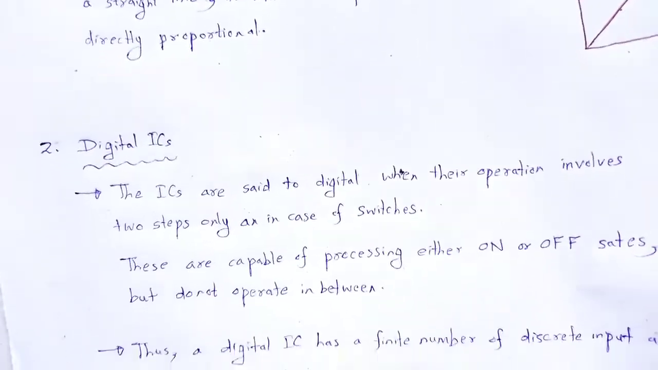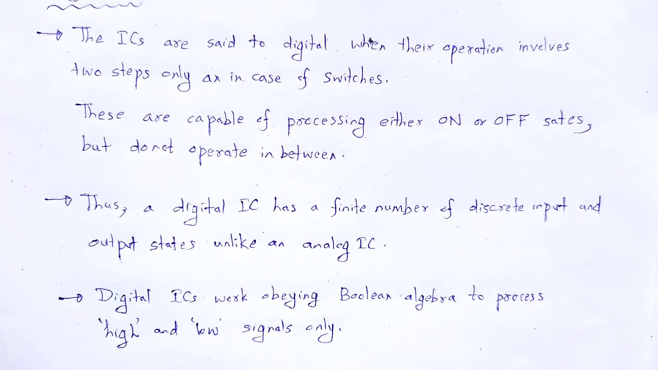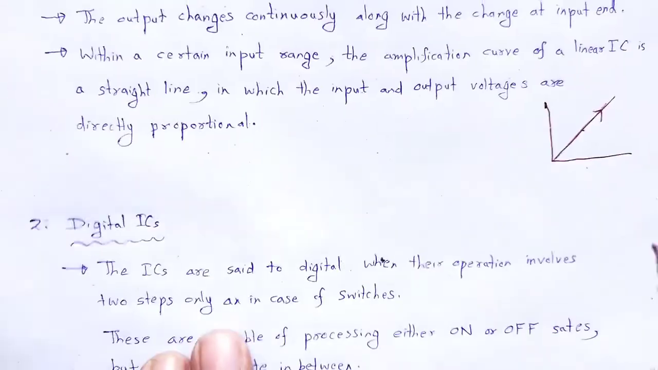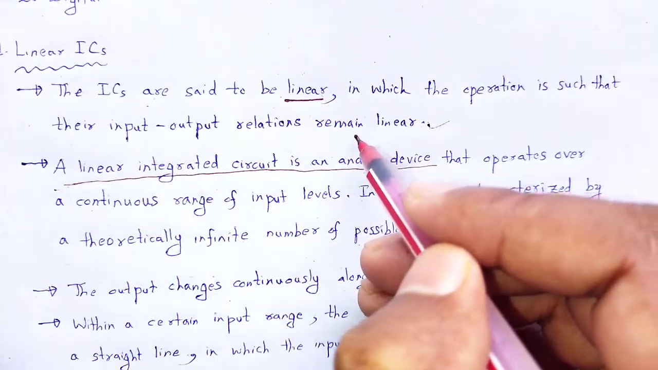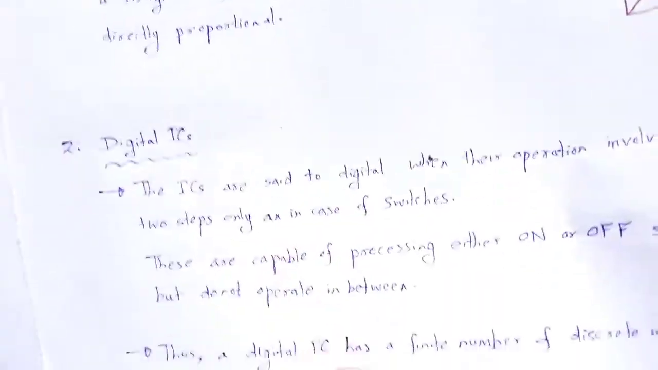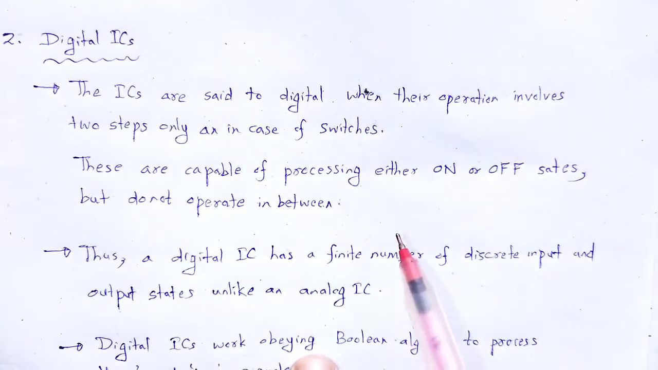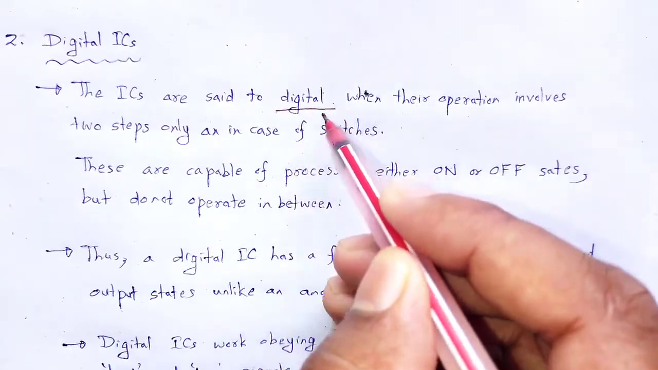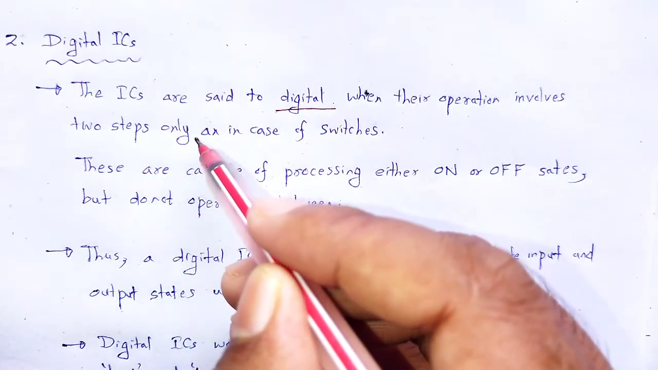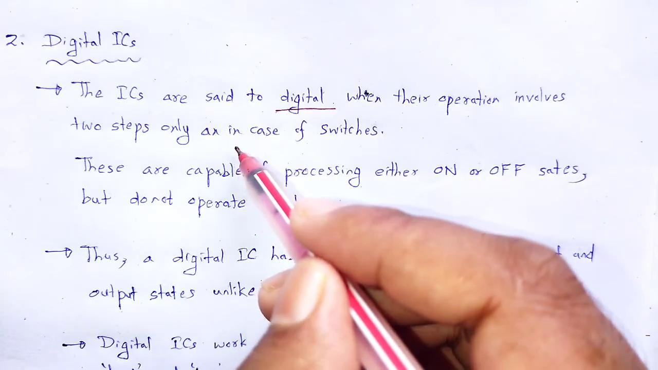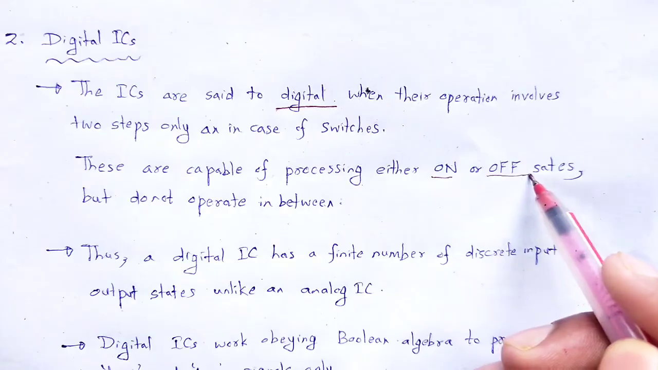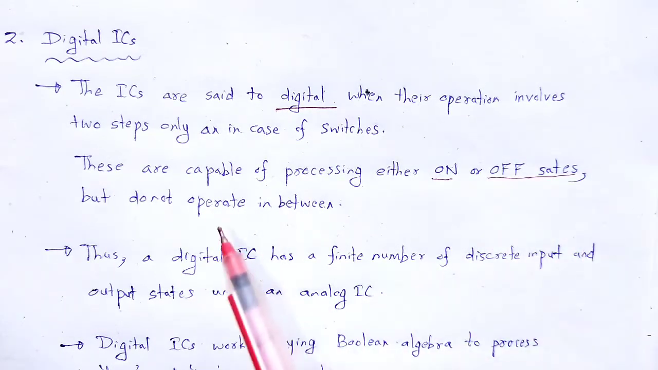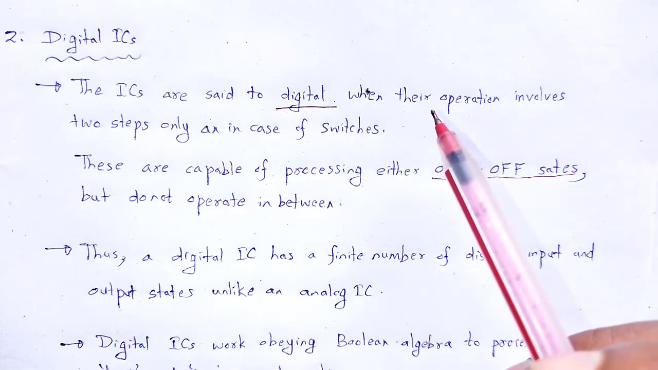Next, digital ICs. ICs are said to be digital when their operation involves two states only. In the case of switches, we see the switch is capable of processing either on or off states, 1 or 0 states, but does not operate in between these two.